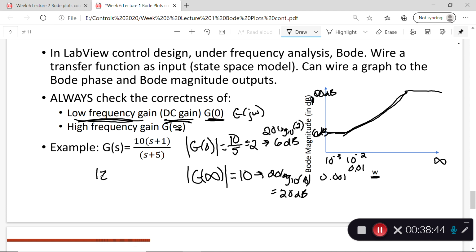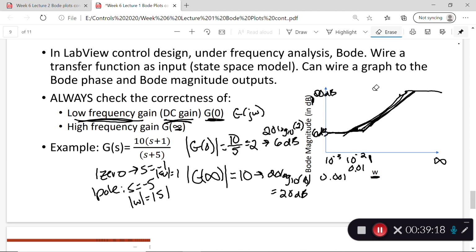Here I have 1 zero and 1 pole. My pole was when s equals negative 5, or the magnitude of that in frequency is just 5. And my zero was when s equals negative 1, or in magnitude for frequency, that would be just 1. So when I get to 1, this is when this would start to slope up, because I slope up at 20 decibels per decade. I'm going to erase this. This is not a pretty drawing here.